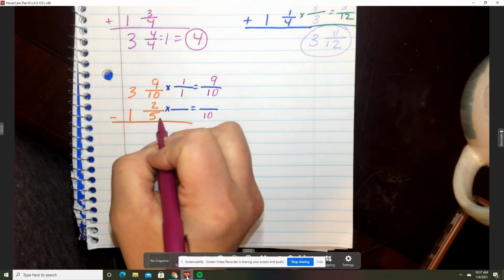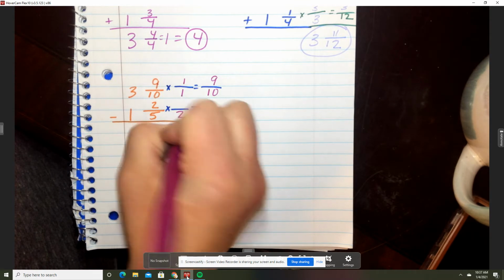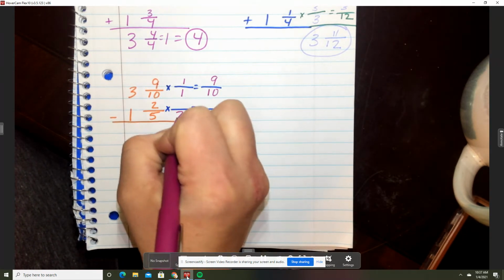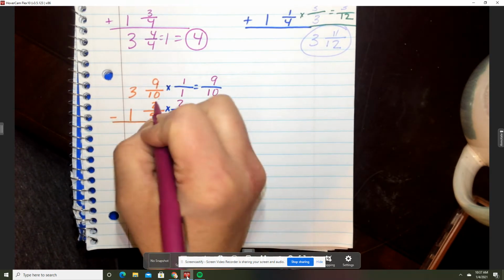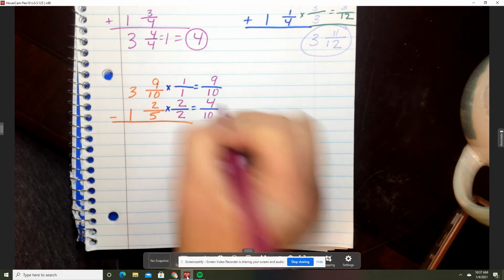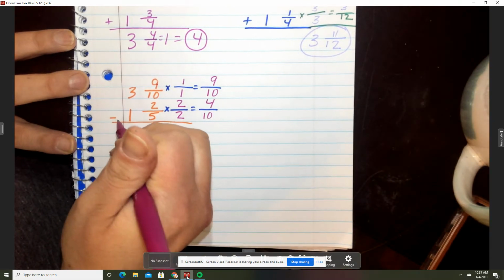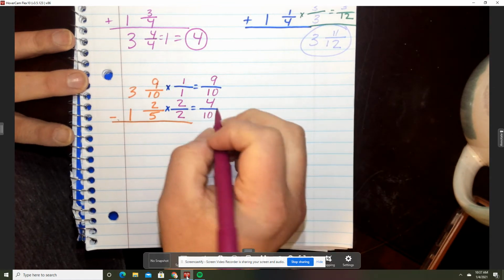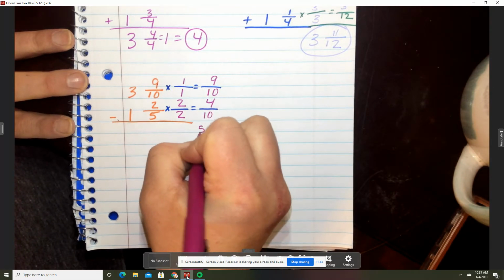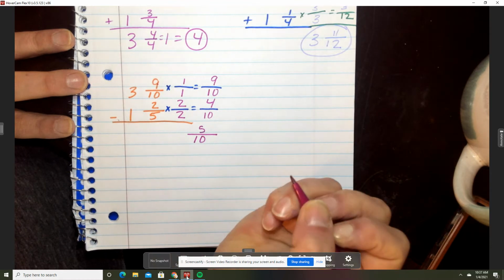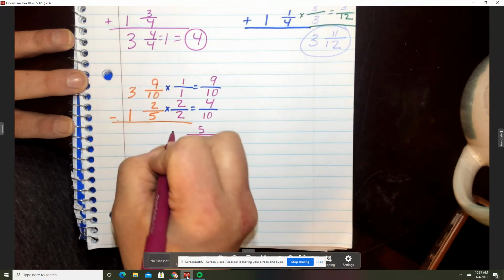What did you do to the 5 to get to 10? You multiplied by 2. And what you do to the bottom, you do to the top. 2 times 2 is 4. And now you're ready to subtract. 9 minus 4, that is 5, and then over 10. And then you've got 3 minus 1 is 2.